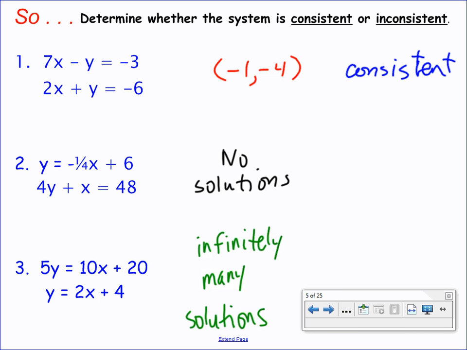Consistent or inconsistent for our second one? Jacob and Emily? Inconsistent. Raise your hand if you had inconsistent for number 2. No solutions. Inconsistent. Good job.